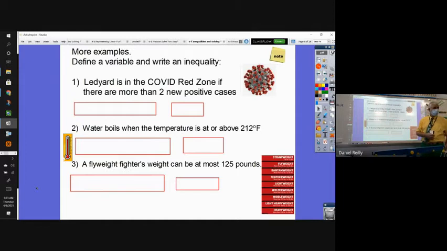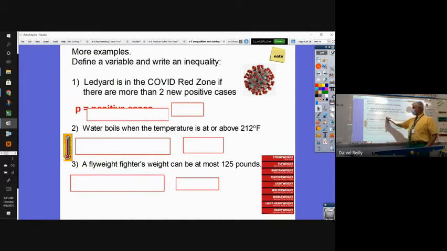I used C for COVID cases. C for COVID cases works. I used P for positive cases. That's okay. This is a count of things, right? There are no units here. It's just a count of how many cases there are. So C equals cases or COVID cases or positive cases, anything like that.